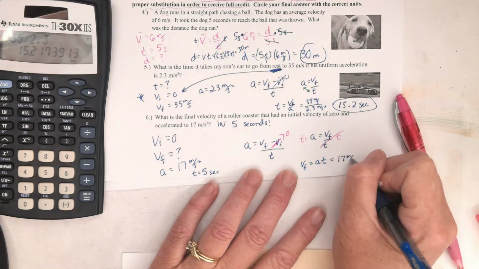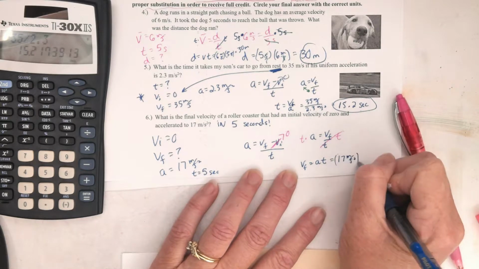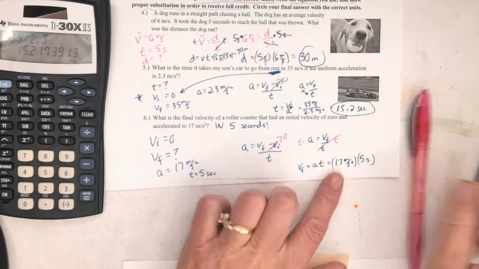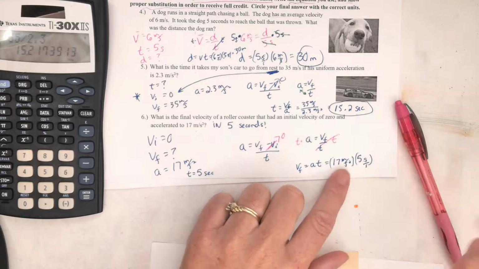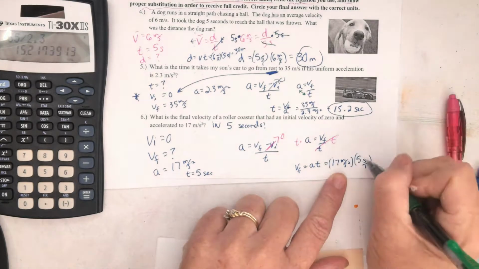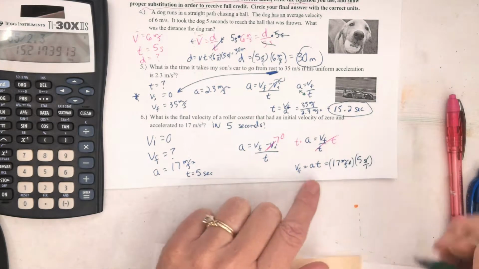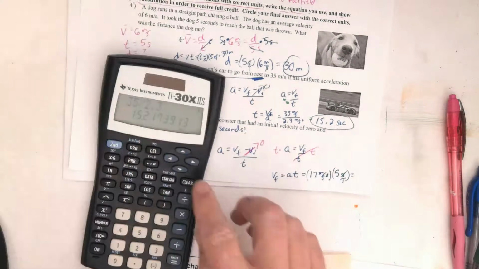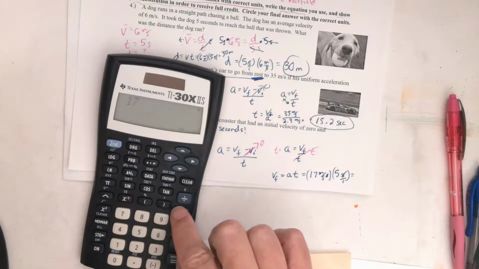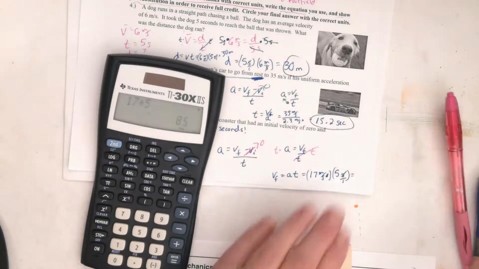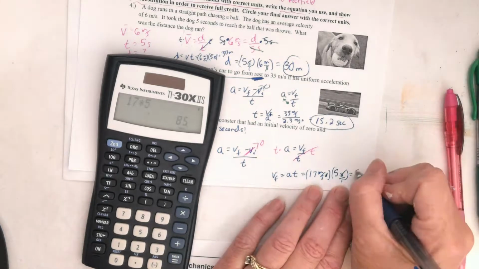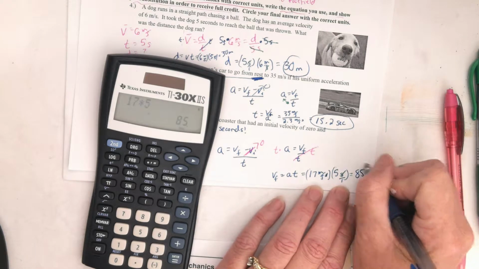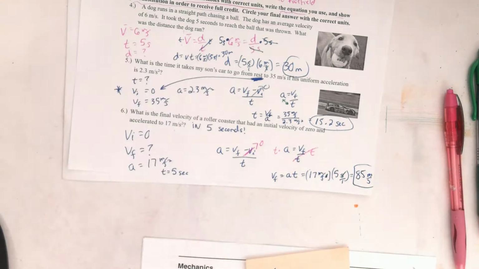So 17 meters per second squared times 5 seconds. That unit could be like seconds over 1. One of those seconds cancels out with one of those seconds. My unit is going to be meters per second. I go 17 times 5 is 85 meters per second. There you go. Voila.